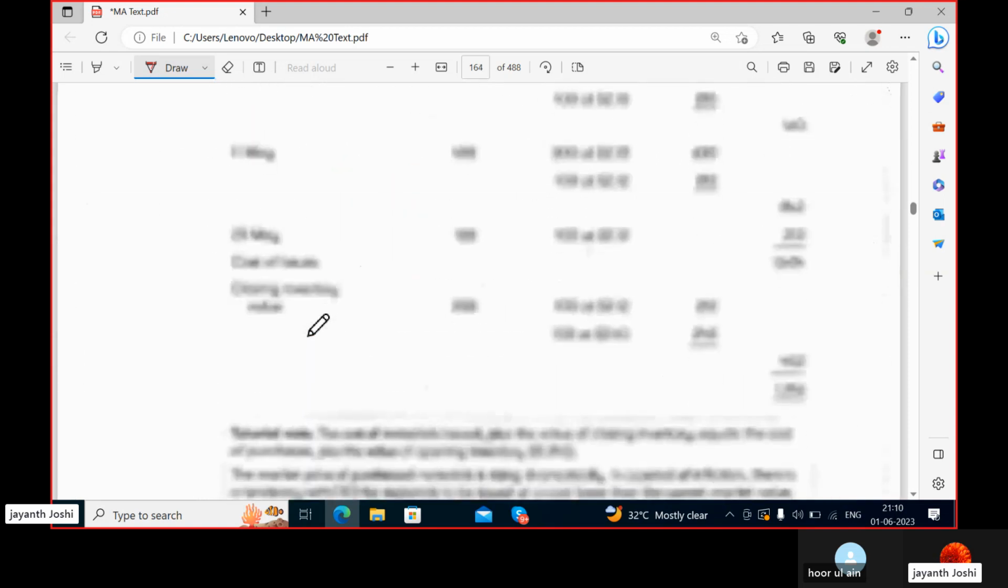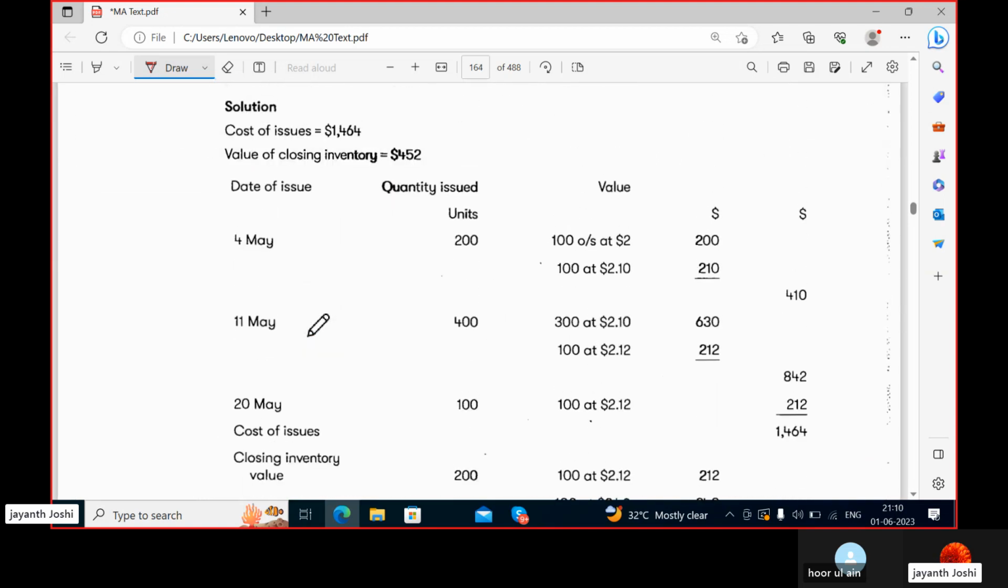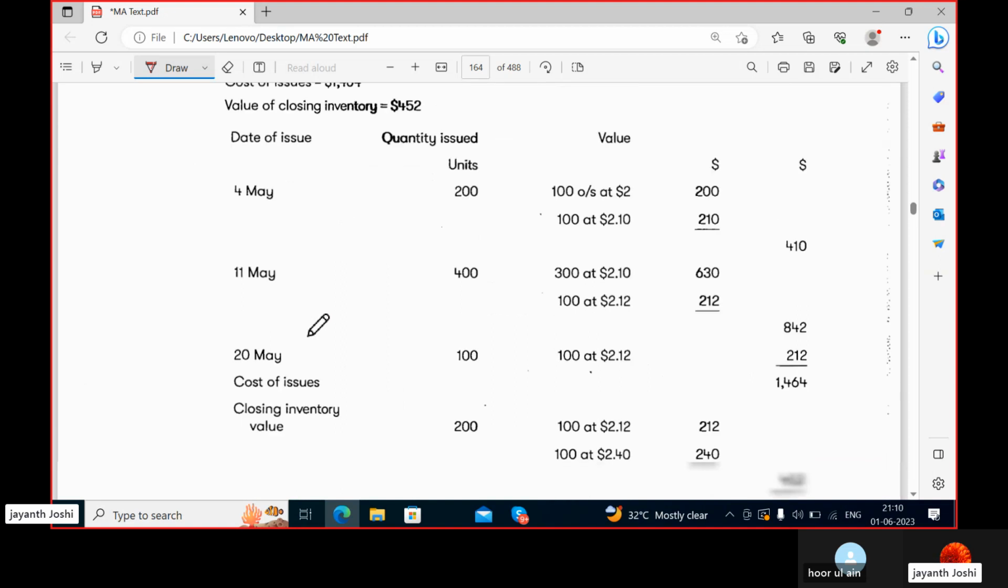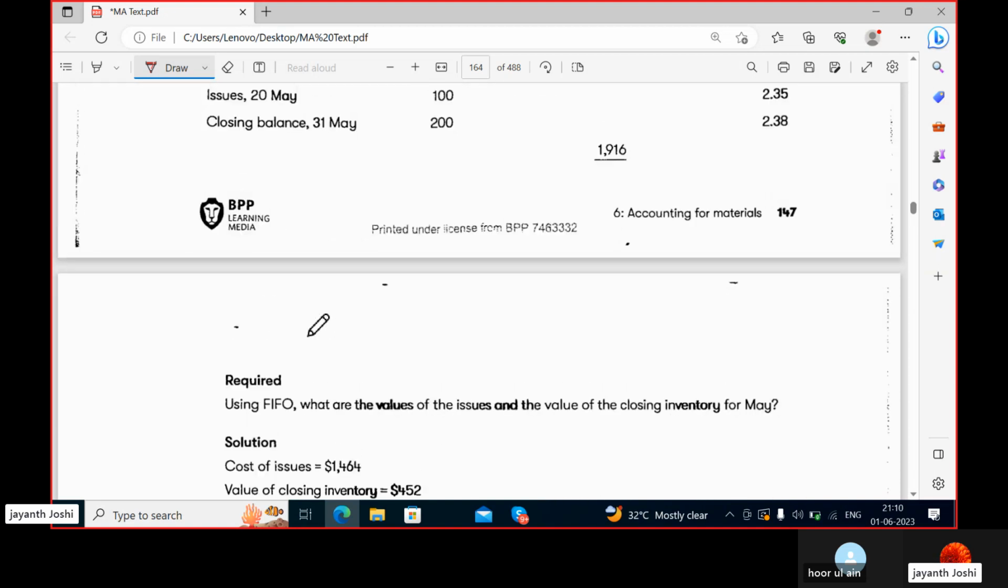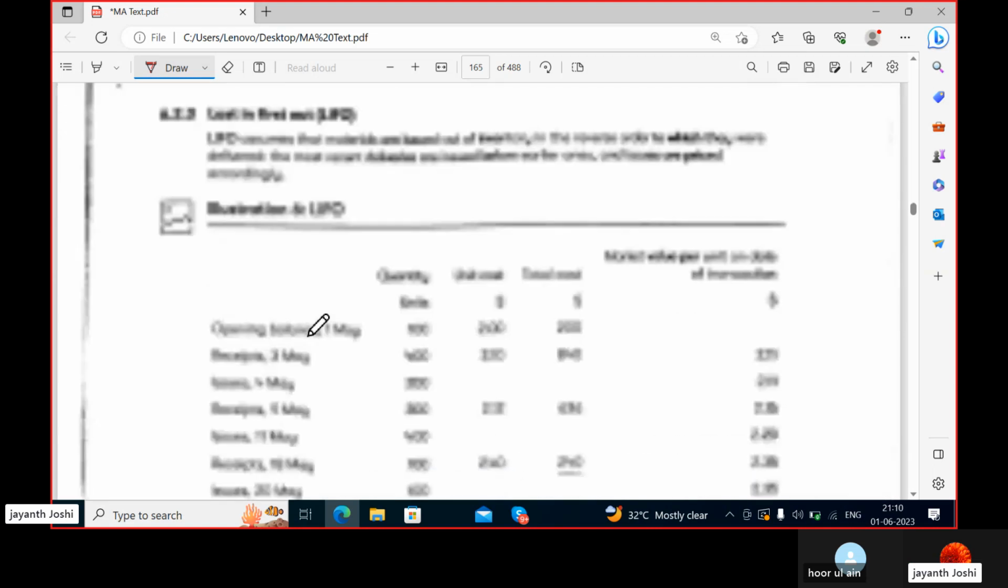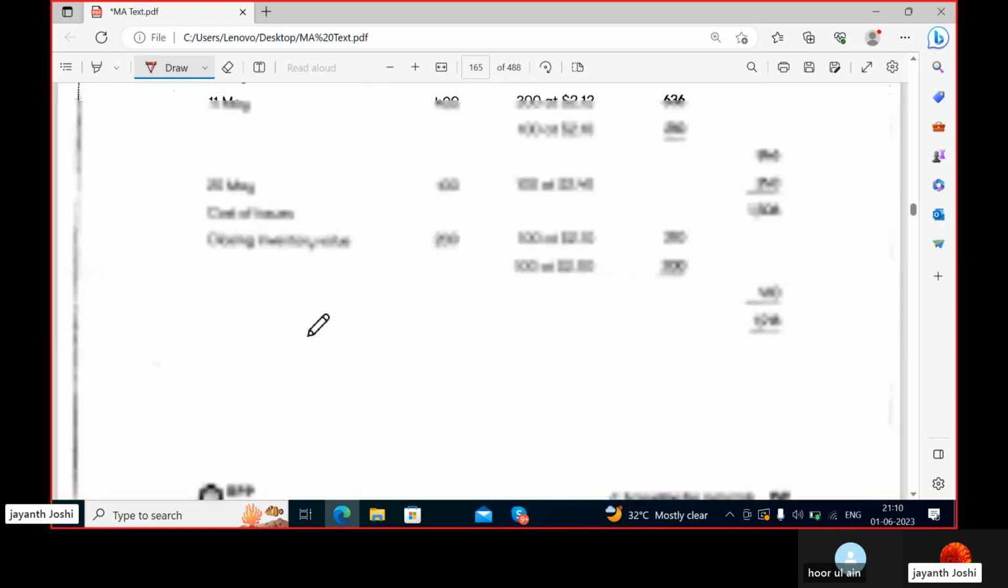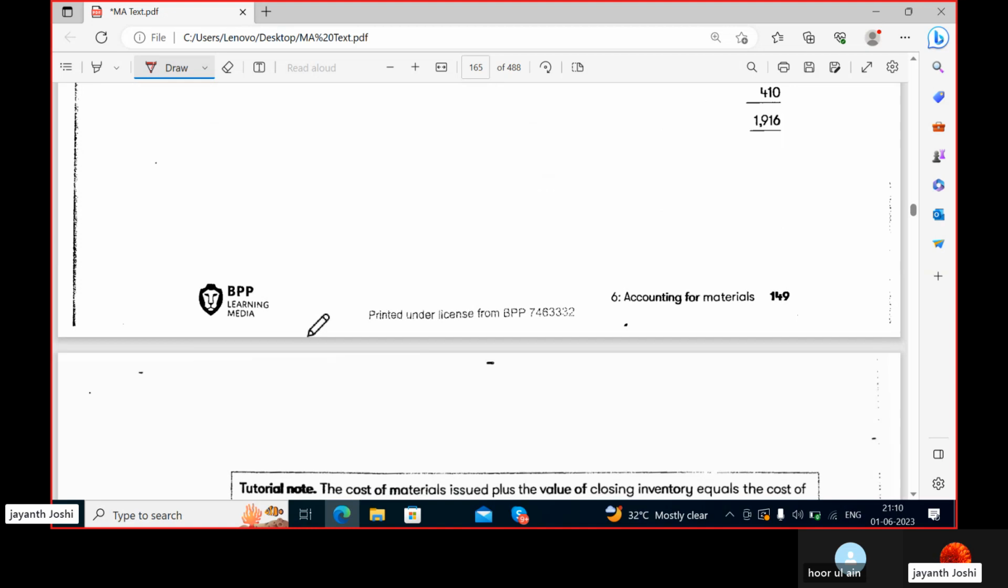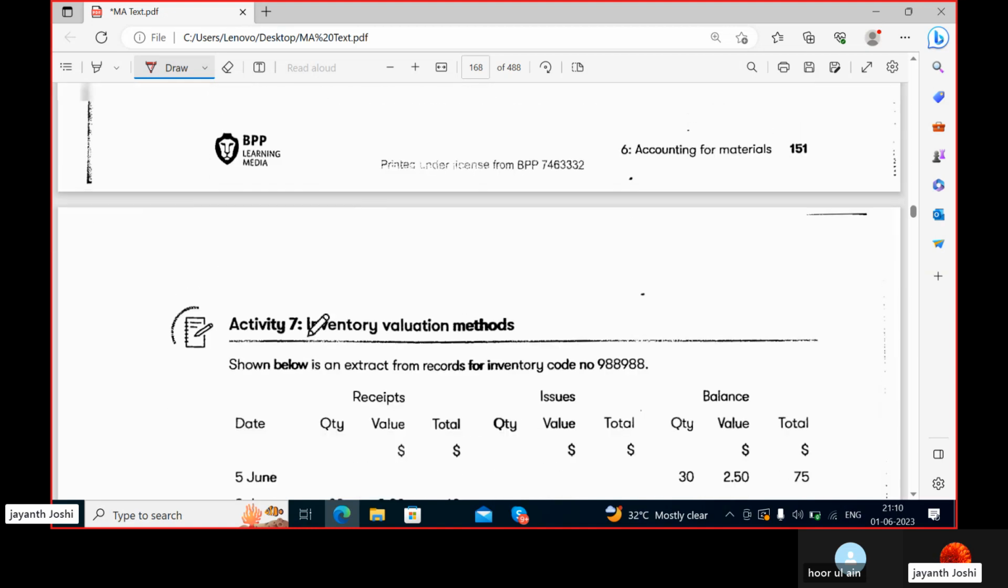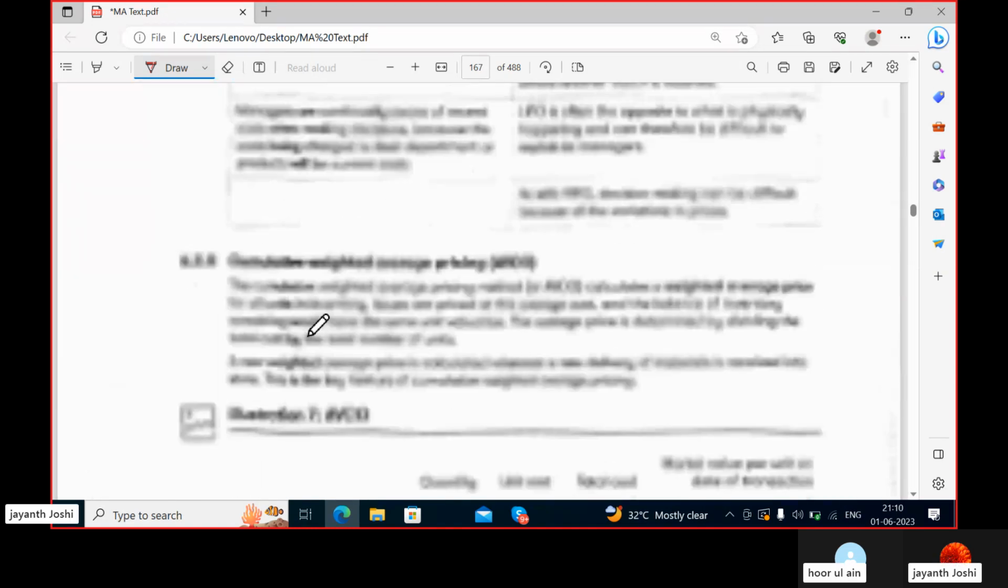The same method is followed in the F3 book, but okay, fine. I will try to explain the first one so that you get a good idea, and then you'll be able to apply this. Fine, let's do the first one.